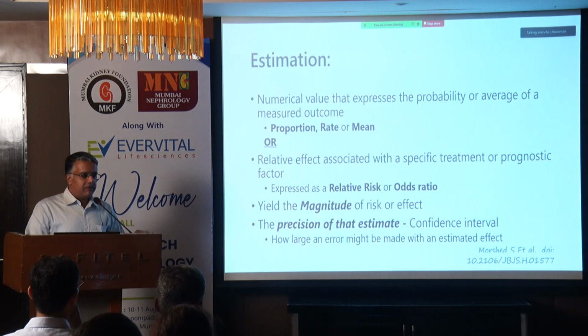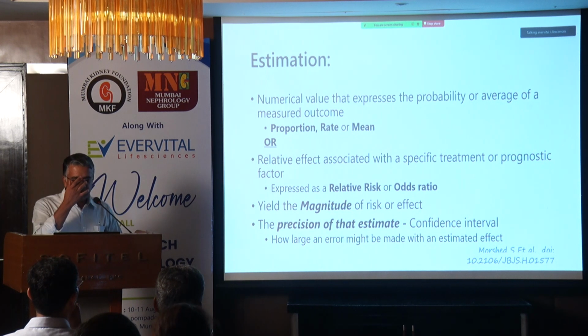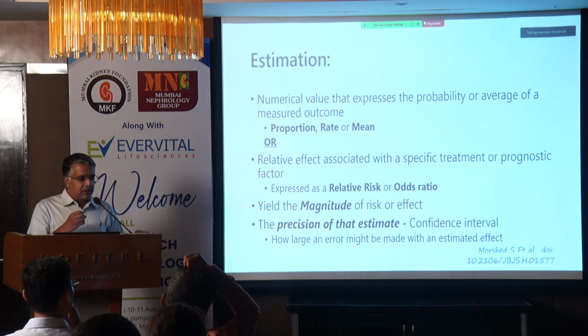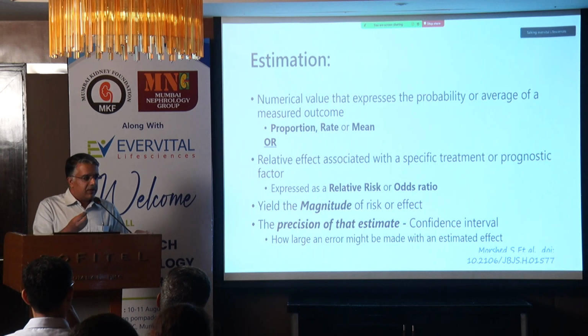I'm sure you would have heard about estimations. Estimations basically are the descriptive sort of things we do. It is a numerical value. Whenever we have the data, we describe how many of them are male, how many are female, how many are hypertensive, what is the GFR, how many had dyslipidemia, all those things. These are described in proportions, rates, and means. Or it may also give you an effect. For example, what are the chances of somebody developing antibody-mediated rejection compared to another group, say the difference between somebody who was given induction and not given induction, or between the deceased donor group and the living donor group.